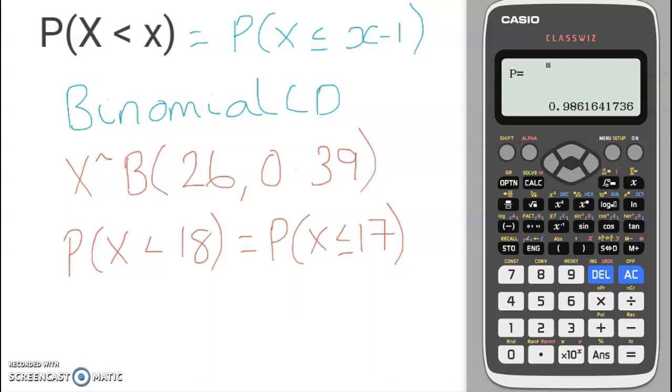So when I go to my Casio Classwiz and I go Menu, 7, scroll down to CD, my x value will be less than or equal to 17, with an n of 26 and a p of 0.39. That gives 0.9982.